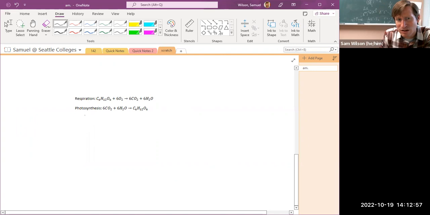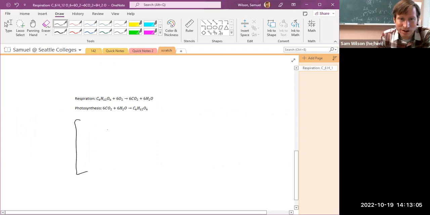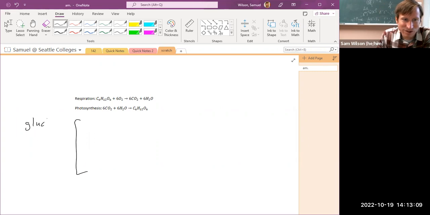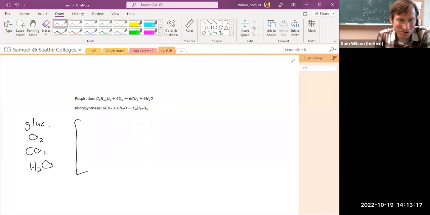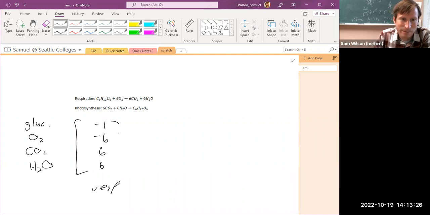On net, photosynthesis actually just looks like respiration in reverse. So respiration, let's see, if we had glucose, O2, CO2, and then water. This time we don't need alcohol because there is no alcohol in this situation. So respiration is still going to be the vector -1, -6, 6, 6.